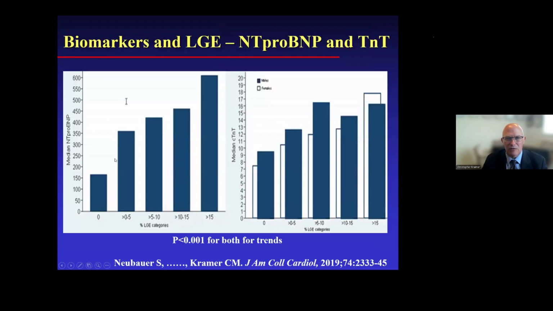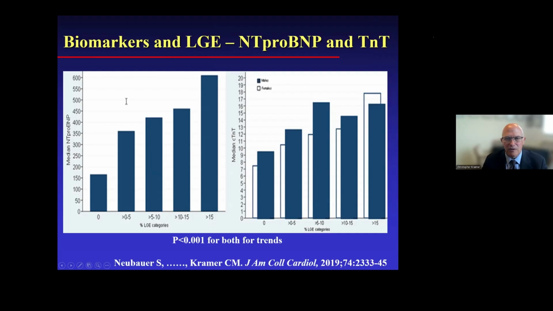There was an interesting relationship between biomarkers and LGE. There was a stepwise increase in NT-proBNP with increasing categories of LGE. And similarly, as split by gender, the high sensitivity troponin T was increased with increasing levels of LGE.